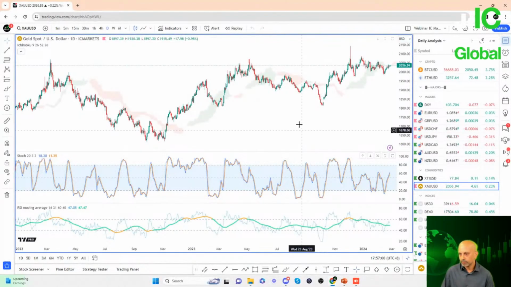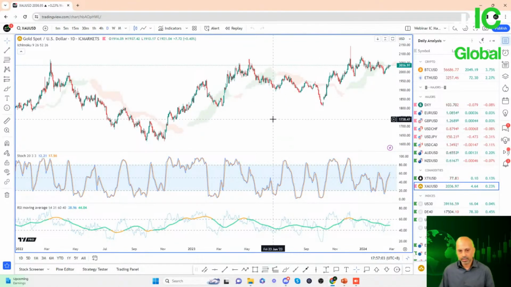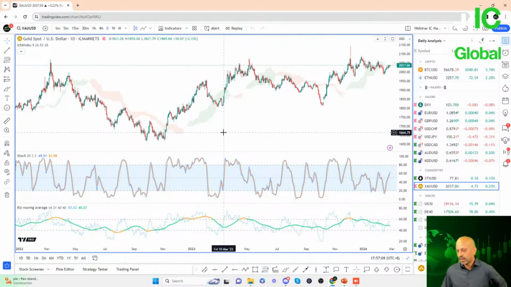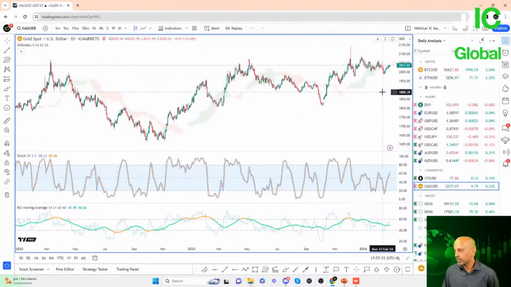All right, so on this chart here, I am on the daily time frame. I've got a few indicators up here. I've got the Ichimoku cloud in the background: red is the bearish Ichimoku cloud, green is the bullish Ichimoku cloud. I've also got the stochastic oscillator, using the parameters 23, 3. And I also have the RSI indicator with the moving average of the RSI plotted over it as well. Gold is currently trading at about $2,037 per ounce.